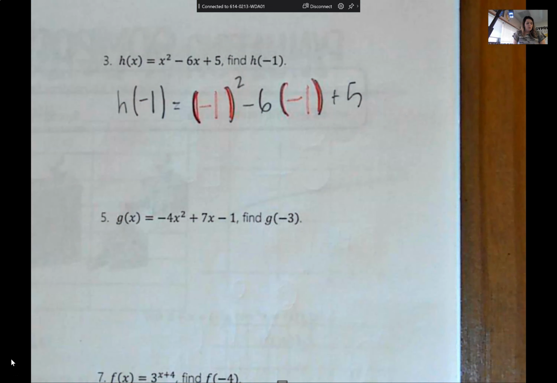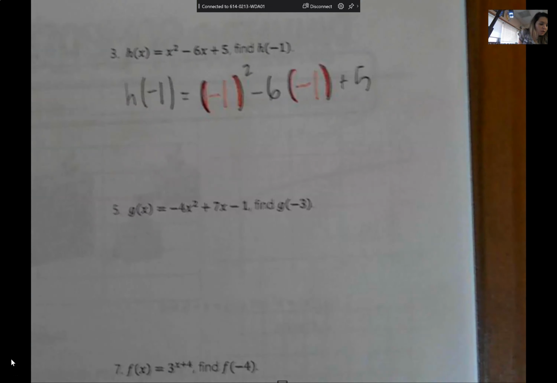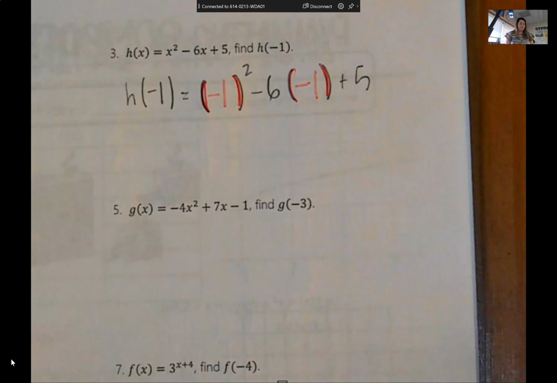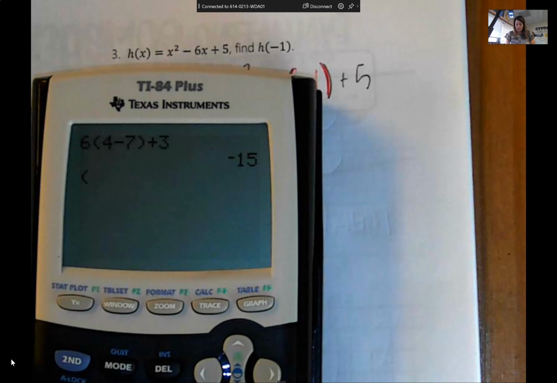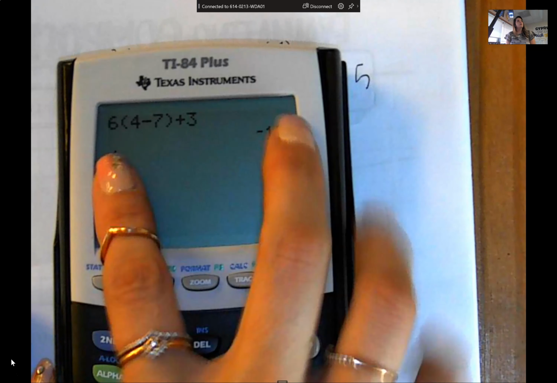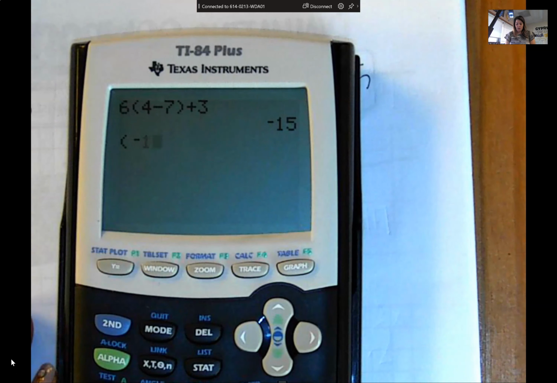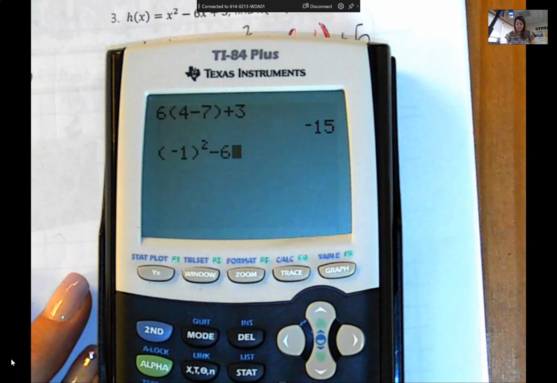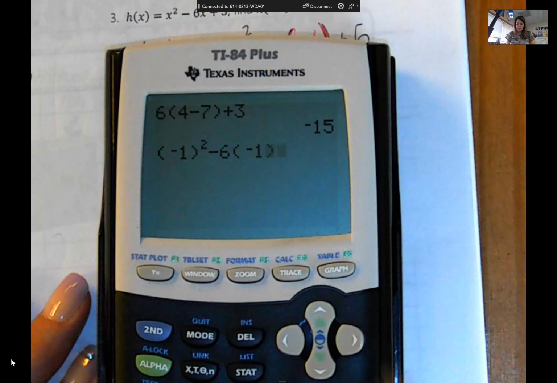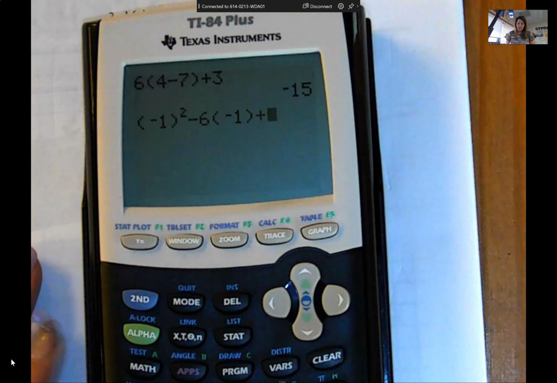Now, when I type this in, I just want to show you something about your negative symbol and your minus symbol, because you guys know how to plug this in. So we would hit parenthesis, -1, parenthesis, and then remember your squared is kitty corner from your 7. Then I would do -6, parenthesis, -1, then at the very end, add 5.